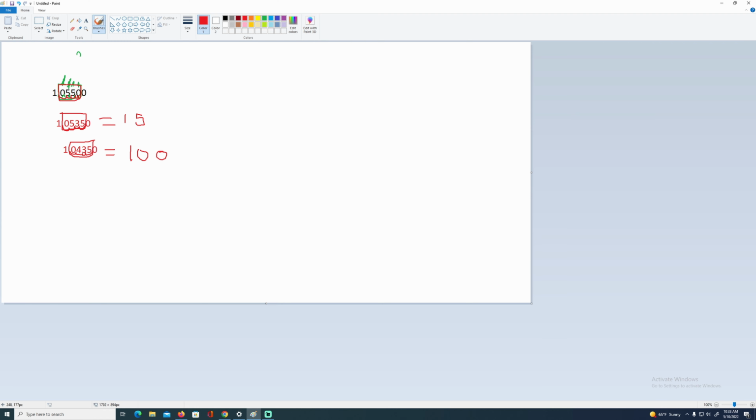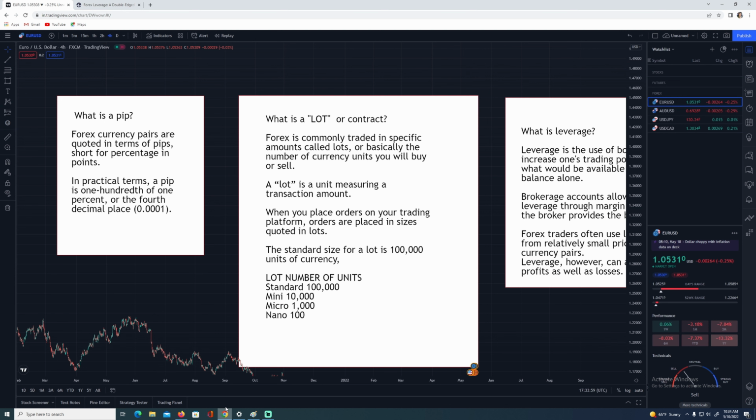If this number goes up 1 value, that's tens. So if it goes to 60, that's 10 pips. If this number goes to 6, that is 100 pips. And if this number goes up in value, that's 1,000 pips. Okay, so I hope that made sense.